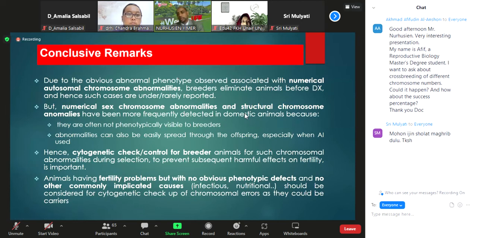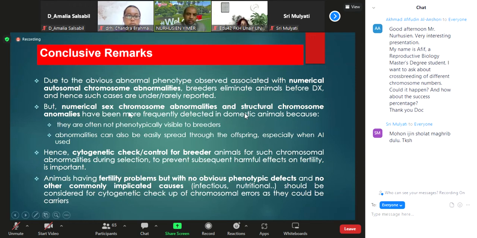So in conclusion, just for a take-home message from this presentation, you might be wondering why sex chromosome abnormalities are abundantly reported compared to the autosomal chromosome abnormalities. This is because of the obvious abnormal phenotype associated with the autosomal chromosome abnormalities. Usually when you have a newborn fetus or animal having a numerical autosomal chromosome abnormality, it will come out with a developmental defect. So the farmers will be able to detect it easily, and they will cull it from the herd without it being tested, right? Because of that, we don't have many reports of those kinds of abnormalities.